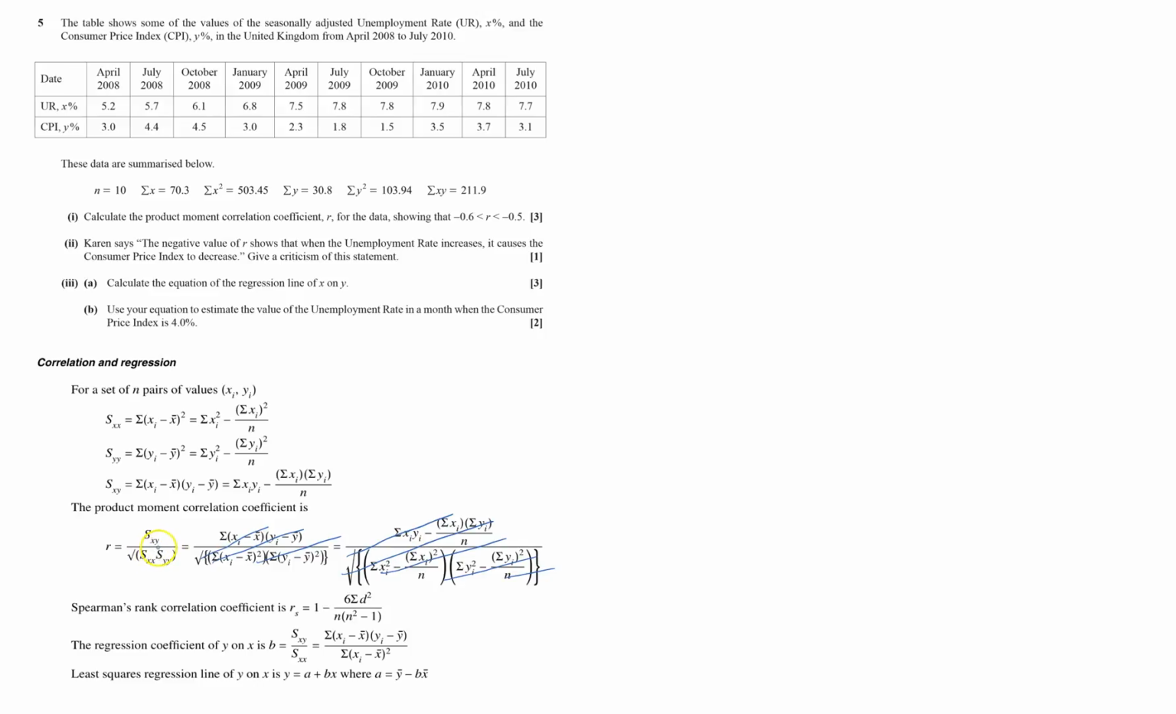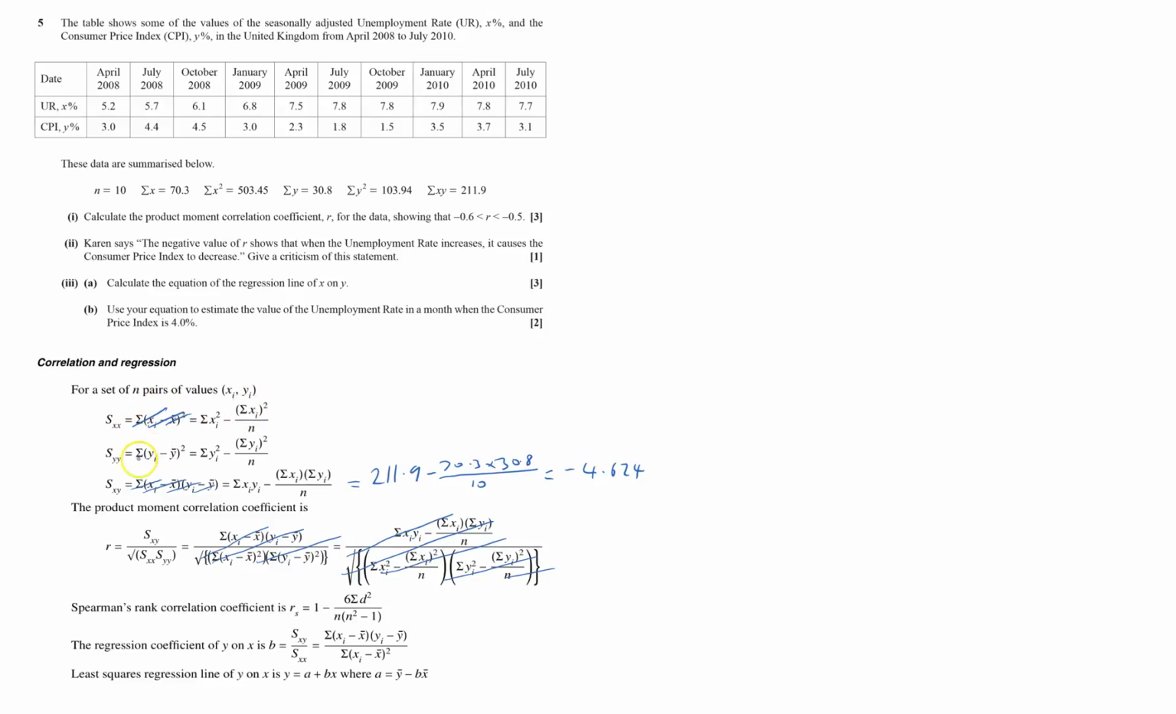I prefer doing it separately. So I work out SXY, which is this bottom one, and I don't want to use the middle one, because that's not how the data is given to me. It's given as sum of xy. Sum of xy is 211.9. So that equals 211.9, I've got to take away sum of x, which is 70.3, times by sum of y, which is 30.8, and then divide that by n, which is 10, and that equals minus 4.624.